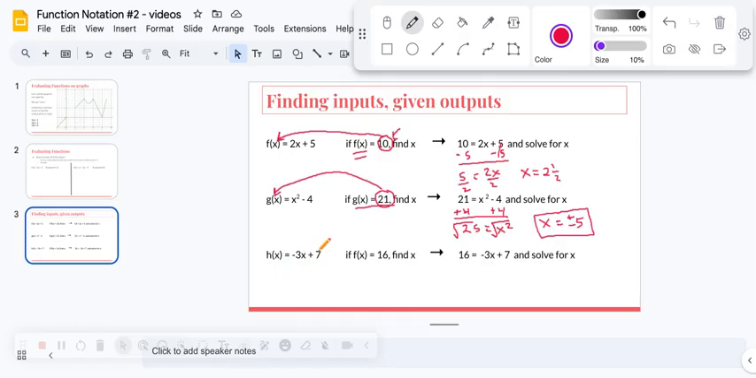Last one, h of x, a third function is given to us. That is equal to negative 3x plus 7. I tell you, and this is a mistake, this should not be f of x here, so on your notes, could you cross that off? Make that the h of x, all right?